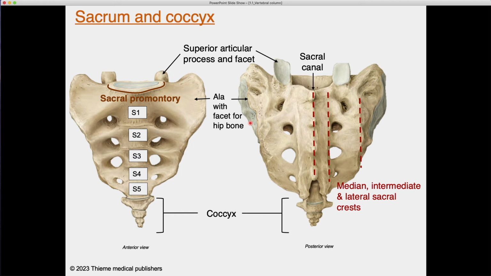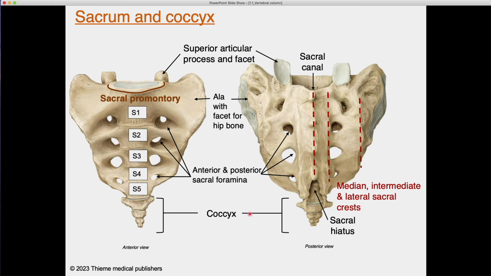The sacral canal and sacral hiatus more inferiorly are the continuation of our vertebral canal, and they contain those lower lumbar and sacral spinal nerves, which we collectively call the cauda equina. What else can we see? We can see the anterior and posterior sacral foramina, and these are essentially the exit points for our spinal nerves at the level of the sacrum.